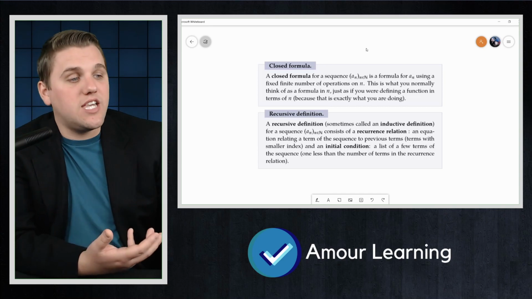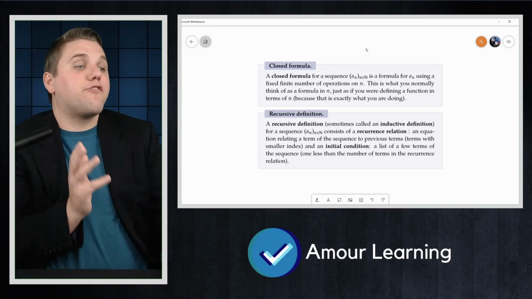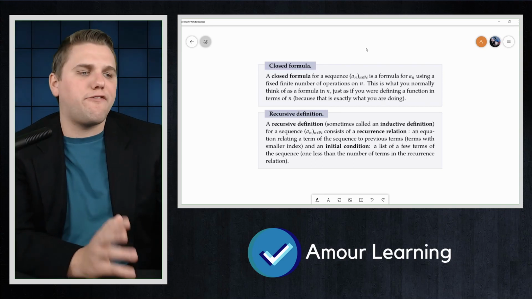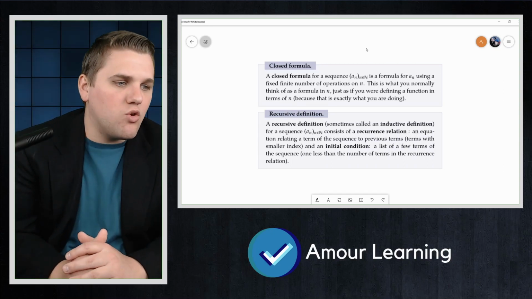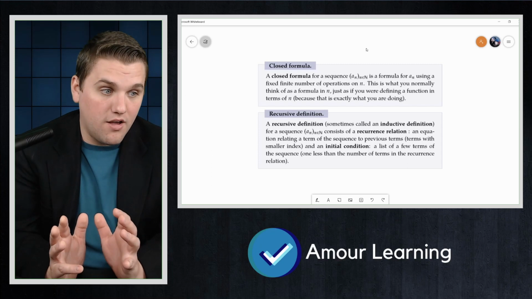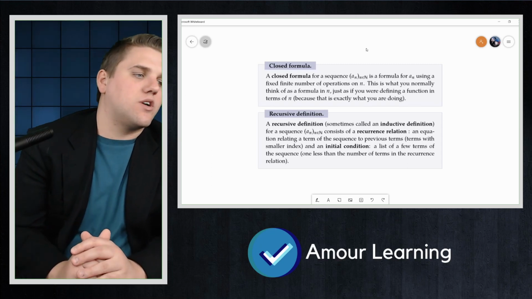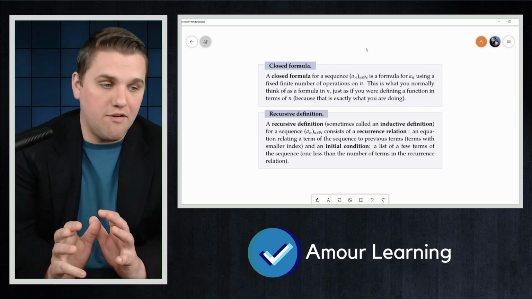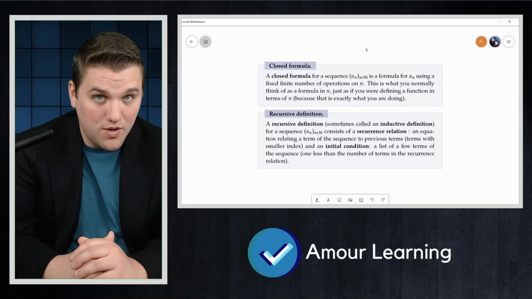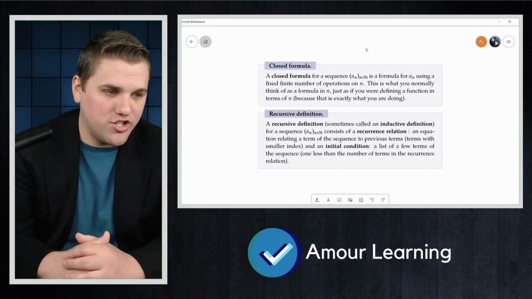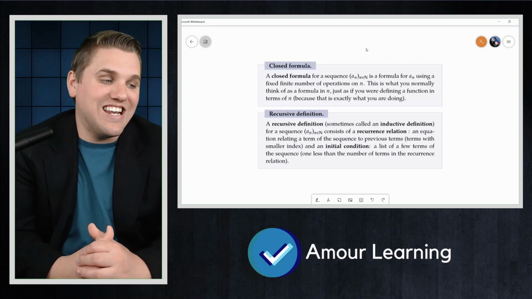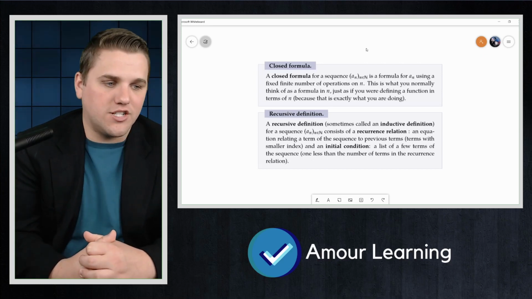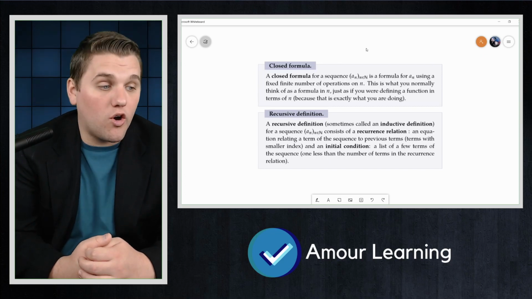A closed formula for a sequence is a formula for a_n, using a fixed finite number of operations on n. This is what you normally think of as a formula in n, just as if you were defining a function in terms of n, because that is exactly what you're doing. So sequences are functions.